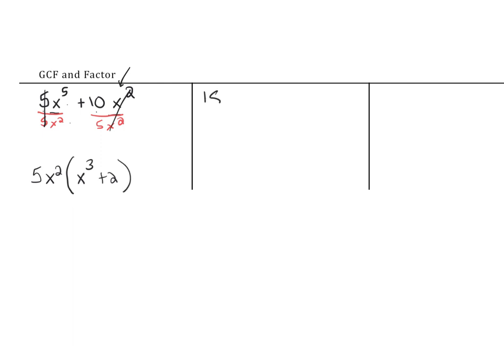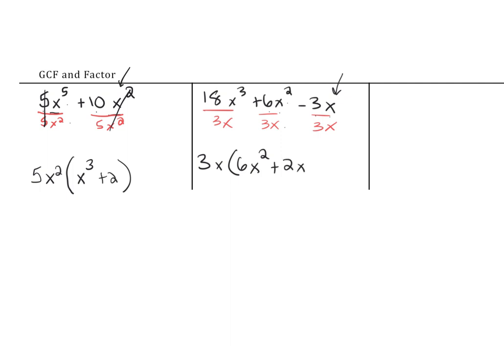Okay, here's another example, 18x to the 3rd plus 6x squared minus 3x. So GCF between the coefficients would be 3, and then all 3 terms have an x, and the smallest degree is just x to the 1st. So we just have to divide a 3x from each term. So this will be 6x squared plus 2x squared divided by x is x, and then minus 1.